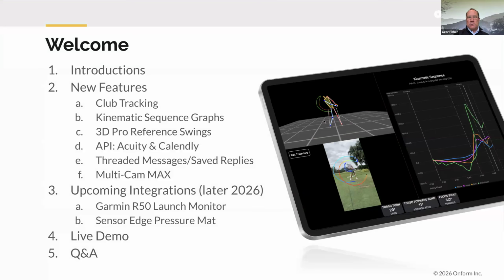So, what is new in 2026? Well, we've got a host of things. Today we are going to talk about some new things like club tracking. That's been asked 100 times, where we show the club through the full path on the face-on swing. We're going to talk about kinematic sequence graphs, which show the timing of the swing. I'm going to show that here in a little bit.